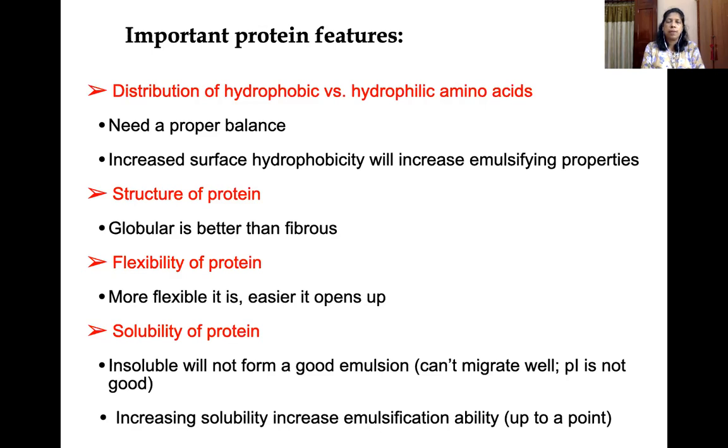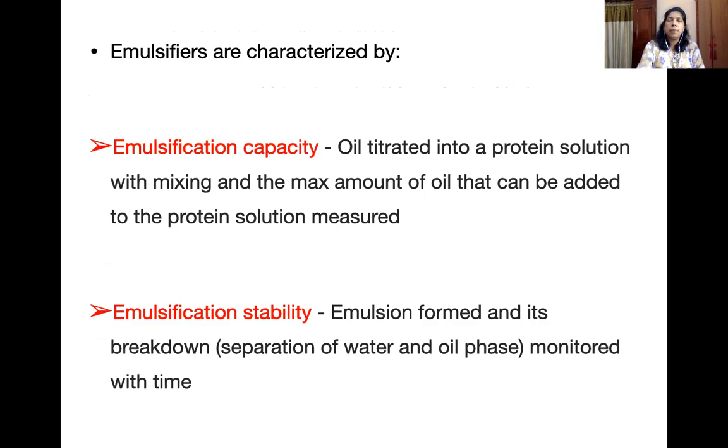Increase in solubility increases the emulsification ability. It is up to a point. Right? So those are the important protein features a protein should have to be a good emulsifier. Emulsifiers are characterized by the emulsification capacity and emulsification stability. Now, proteins can act as emulsifiers, but emulsification capacity and emulsification stability can change according to whatever protein you are going to use as the emulsifier.